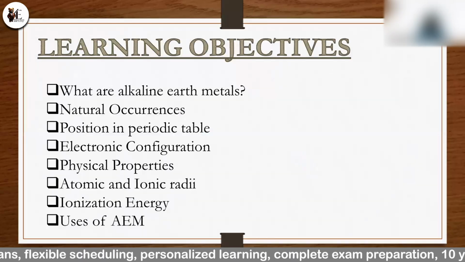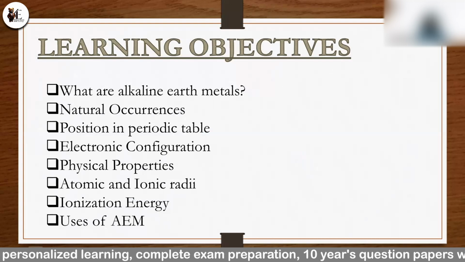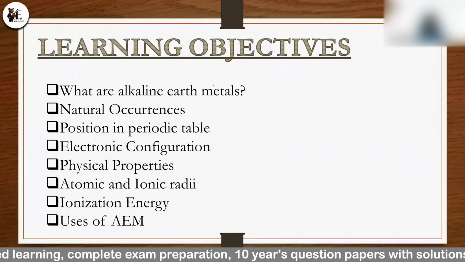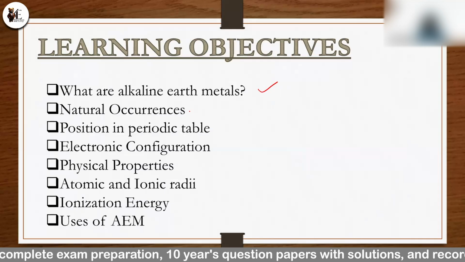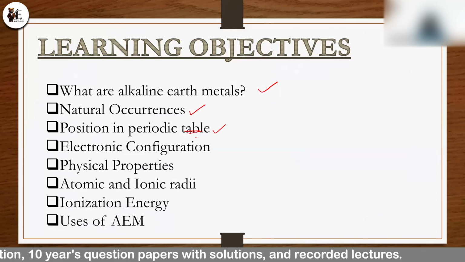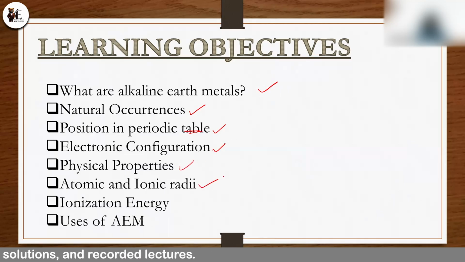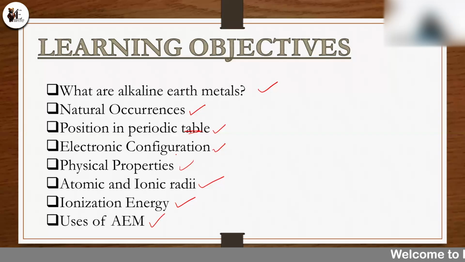What we are going to study today is what alkaline earth metals are, also known as group 2 metals. Their natural occurrences we will study. Their position in the periodic table we will see. Electronic configuration, the physical properties, atomic and ionic radii, ionization energy, and uses of alkaline earth metals. I hope you have heard of terms like ionization energy and atomic radii in your lower level.